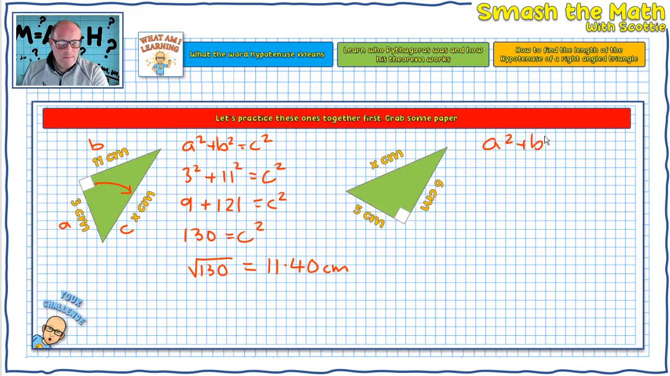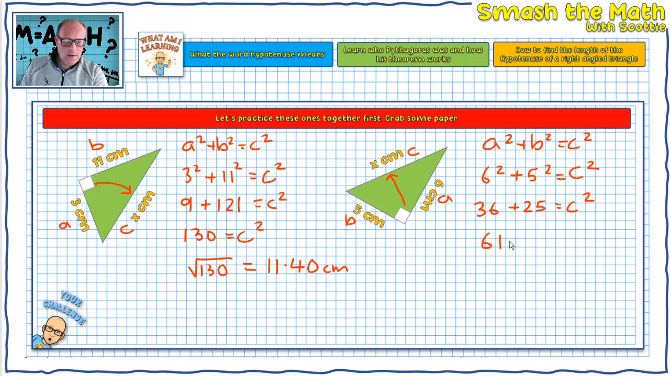Okay, right, last one. Write our formula out. Label up our triangle. C is the opposite, remember, so that's C. That's A and that's B. Remember, it doesn't matter, those two. So A is 6, so 6 squared plus B, which is 5 squared, will equal C squared. Okay, so 6 times 6 is 36, plus 5 times 5 is 25. That's C squared. Add those together, you get 61.